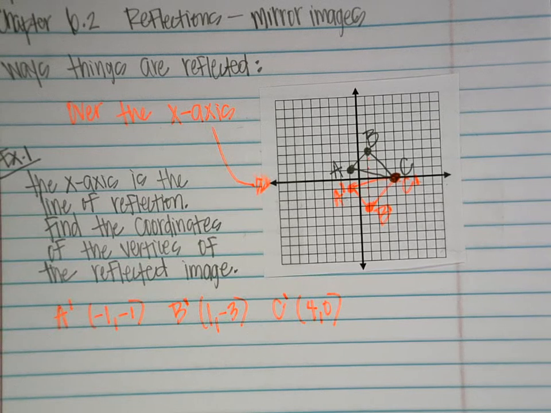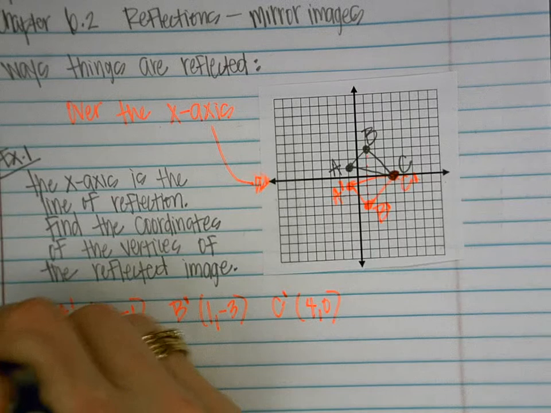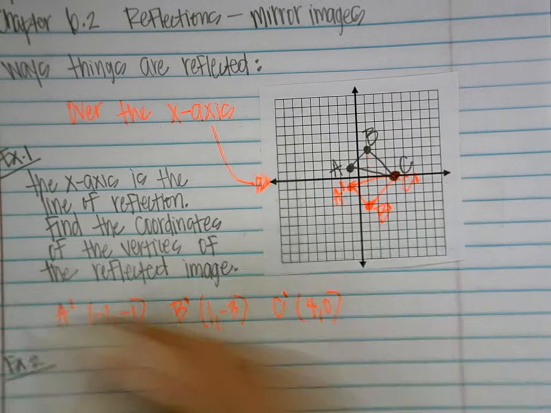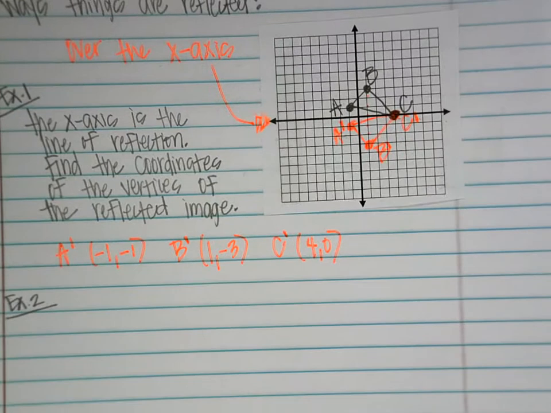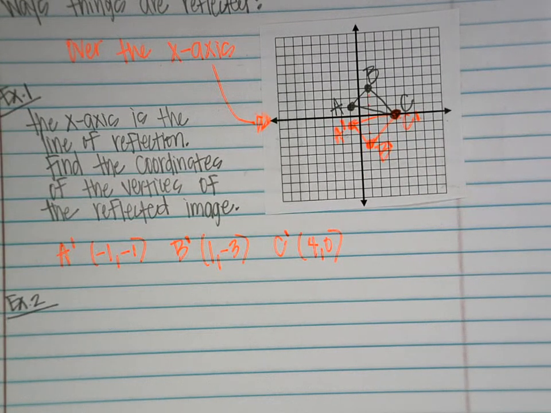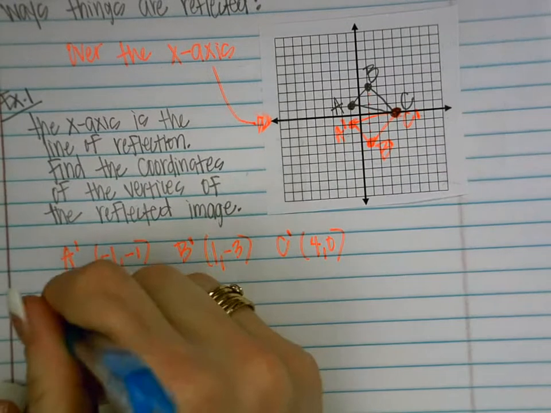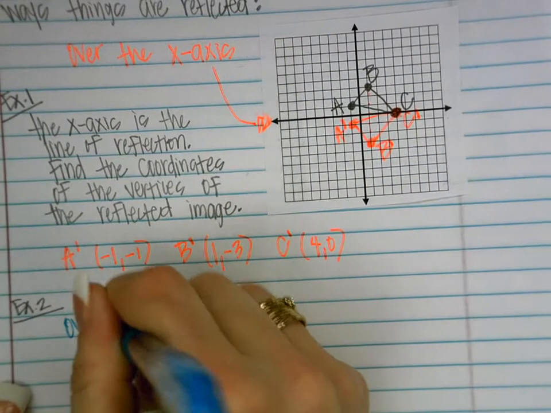I know that this is going to take a little bit of practice for you guys, and that's okay. So let's try another one. For example, number 2. We're going to draw another one. So that was reflecting over the x-axis. What do you think the next one will be? The y-axis, exactly. So over the y-axis.